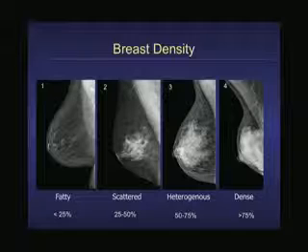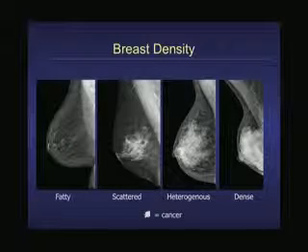Now, why is this important? Because cancer, this little white irregular blob here, is white. And if I project it on this fatty breast, I can see it pretty darn good. I can still see it over there, getting a little harder. If you can see it, you're better than me, okay?